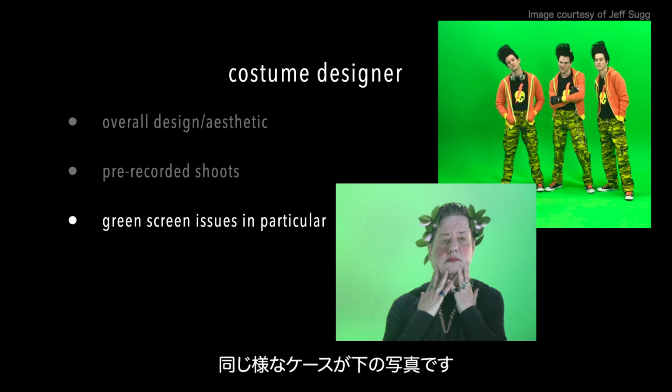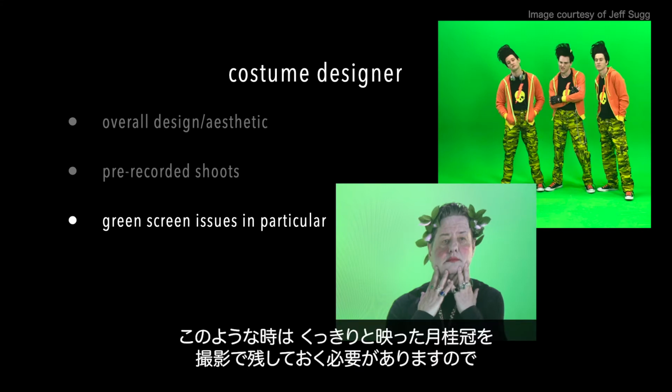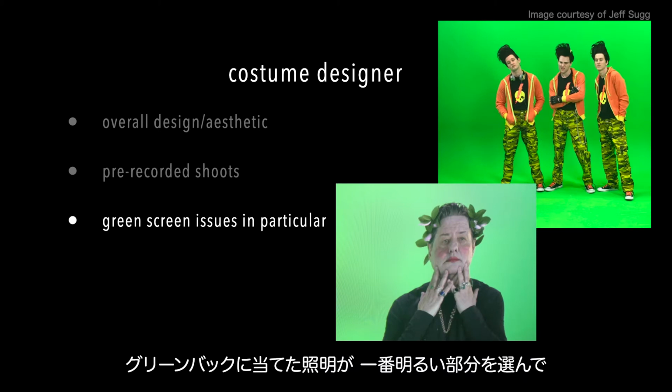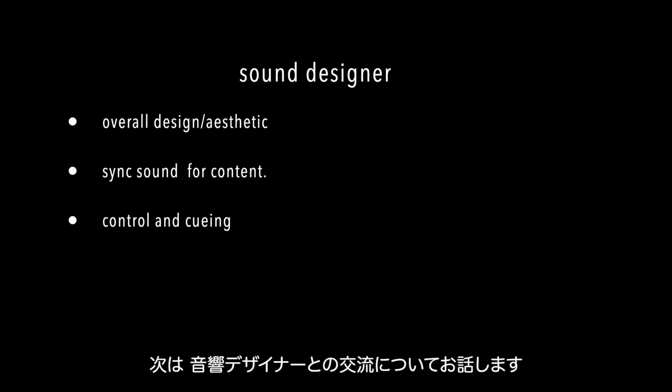So he's got that laurel leaf crown, and you just want to make sure that if the character does in fact need to wear that, that you can get a clean key outside of that. And so we chose to put him in a place where the lighting on the green screen was a little brighter, so the green itself is a little lighter, and we were able to pull a stronger key against that dark green. Next, we're moving on to the sound designer.